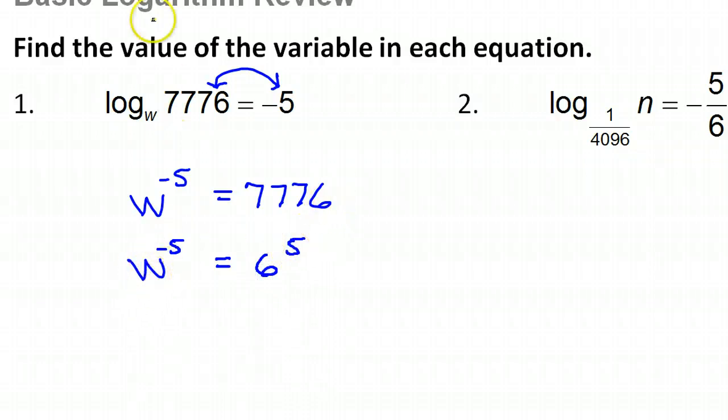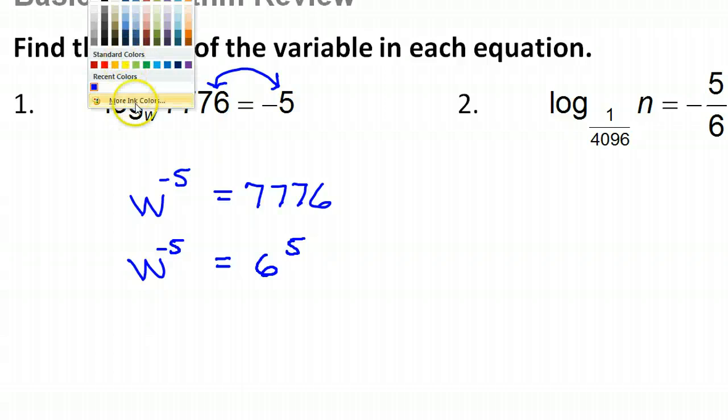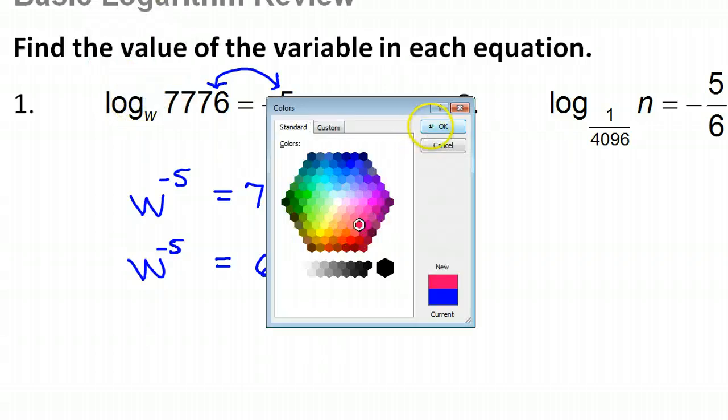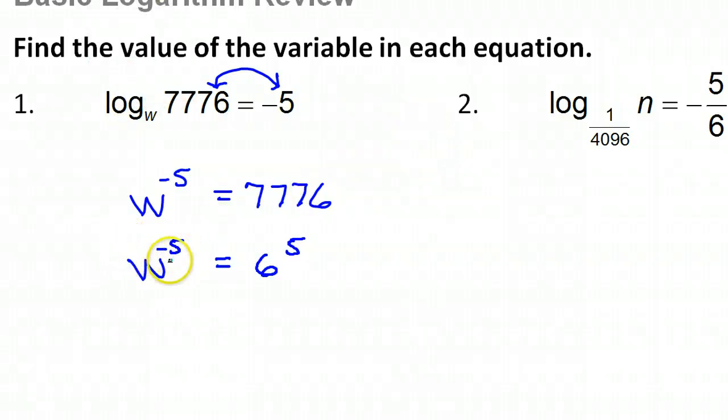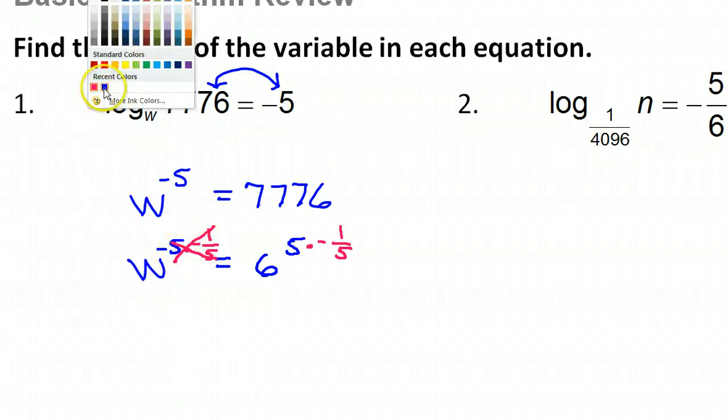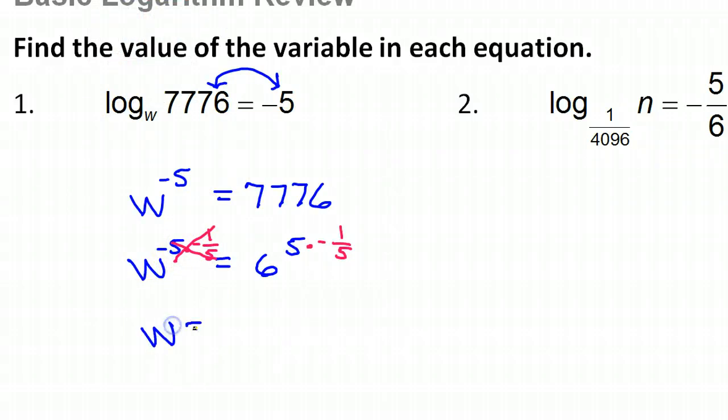Alright, so we're trying to get w by itself. Now it's been a while since we did this, but maybe you will recall it's all about the reciprocal exponent to get rid of this. So the reciprocal of negative 5 is negative 1/5. Alright, so if I do the negative 1/5 power on both sides, on this side the reciprocal cancels out that exponent. So I'm going to be left just with w by itself.